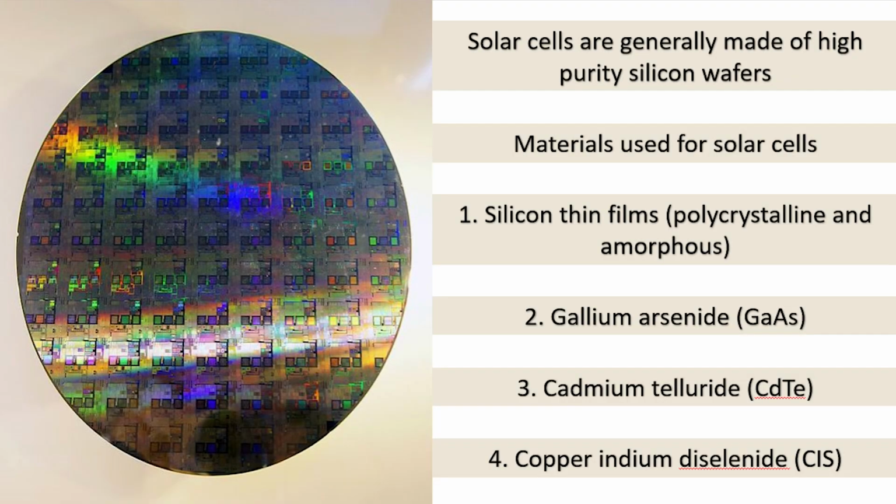The purpose is to convert solar energy into electrical energy. Solar cells are generally made of high purity silicon wafer. Several materials such as silicon thin films like polycrystalline and amorphous, then gallium arsenide, cadmium telluride, copper indium diselenide, etc. are used to make solar cells.